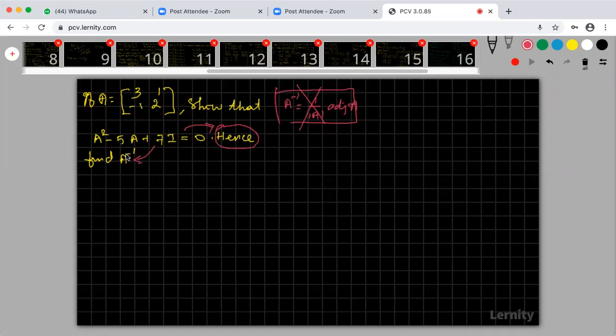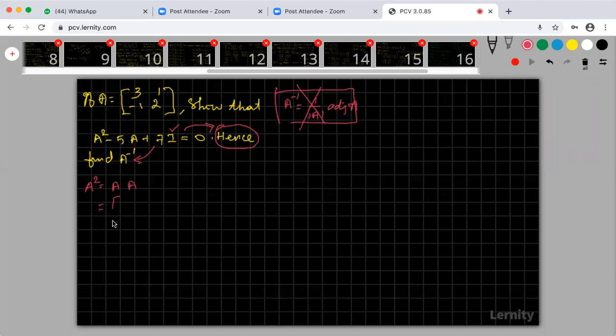Look at that. Here A square minus 5A plus 7I is there. We know I is the identity matrix. Since A is 2 by 2, I is also 2 by 2. Here A means this matrix. But A square we don't know, so find it out. What is your A square? Your A square is A into A.